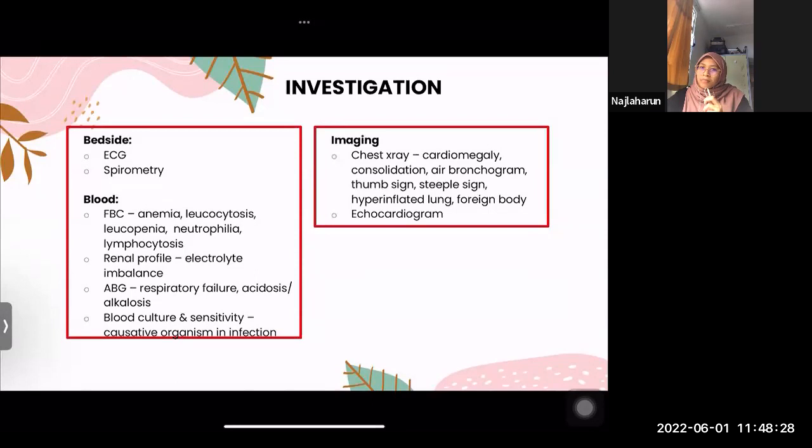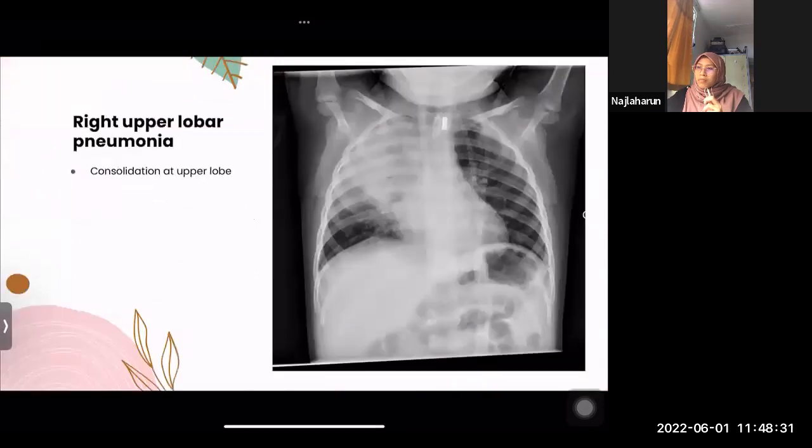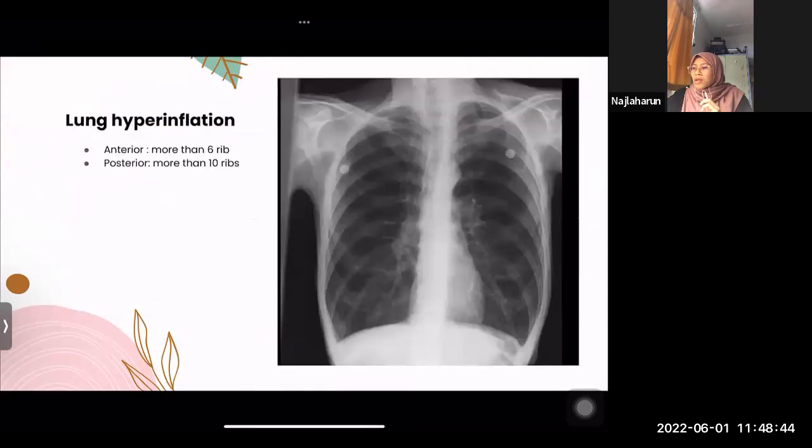Okay, next. I think I provided pictures. Yes, the first is a picture of right upper lobe pneumonia, taken from Radiopaedia. There is a whitish opacity at the upper lobe. Next, this is a case of acute bronchiolitis, where the lung is hyperinflated. How do we look for it? Anteriorly, count more than 6 ribs. Posteriorly, you need to count more than 10 ribs.